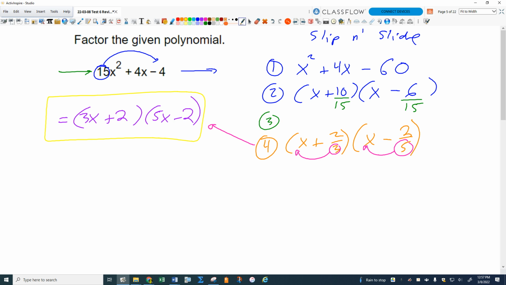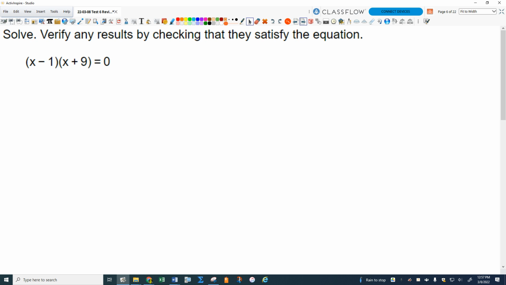Okay? Good? Give me thumbs. Are we okay on that? Okay? You might want to practice a couple of those for the test. Okay, this is the easiest problem on the test by far. The factoring's already done for you.